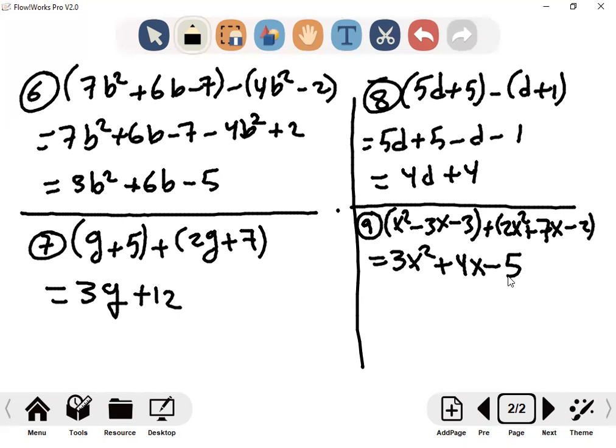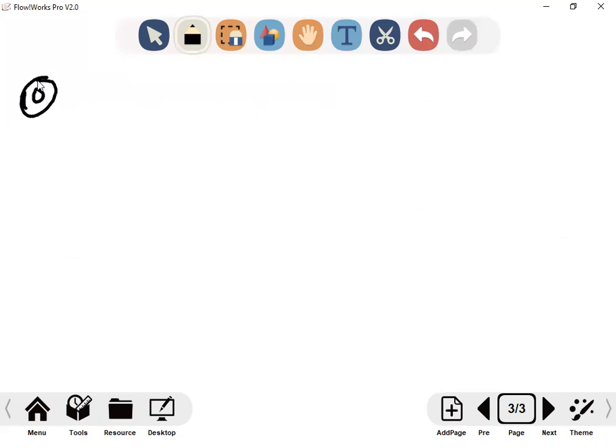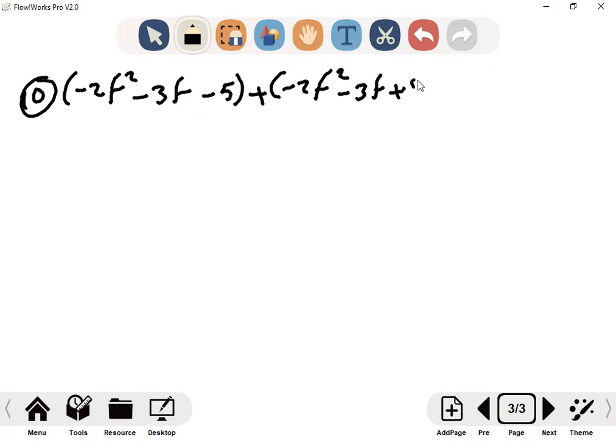Question 10, we have negative 2f power 2 minus 3f minus 5 plus negative 2f power 2 minus 3f plus 8. Negative 2f power 2, negative 2f power 2, negative 4f power 2, right? Negative 3f, negative 3f, negative 6f, negative 5 plus 8, plus 3.